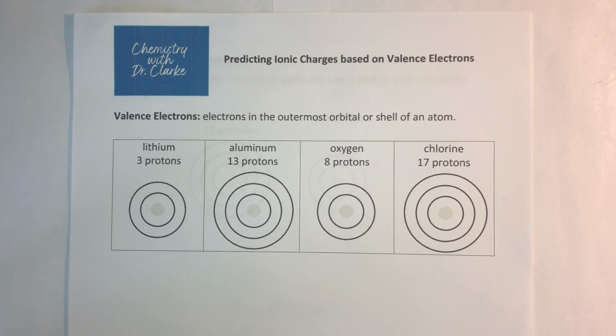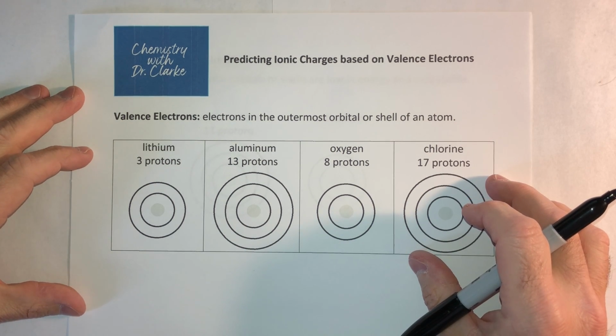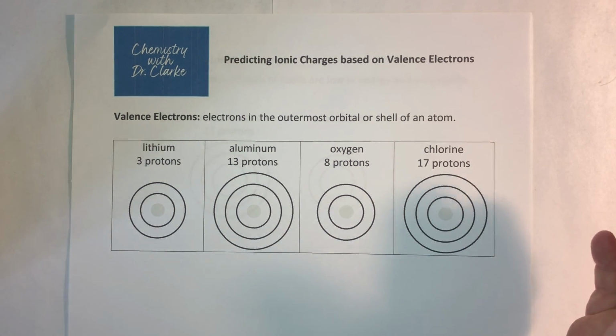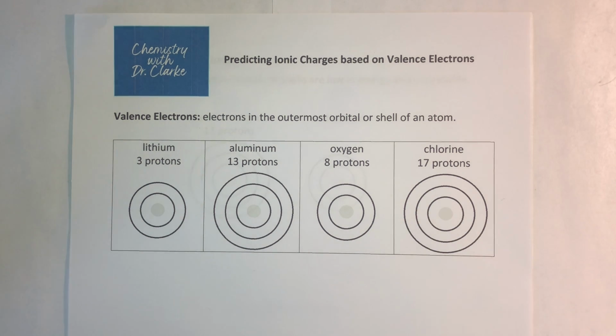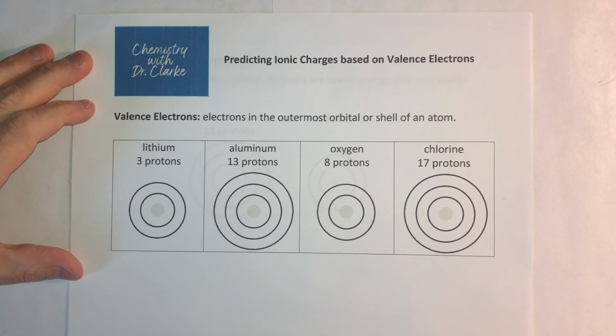In this video I'd like to talk about predicting ionic charges based on the number of valence electrons in an atom. Now the easiest way to do this is using some Bohr diagrams. So if you're having some trouble with Bohr diagrams, it might be a good idea to stop here, go back to one of my previous videos that talks about how to create a Bohr diagram, and then come back. But in any case, let's take a minute and do a quick review.